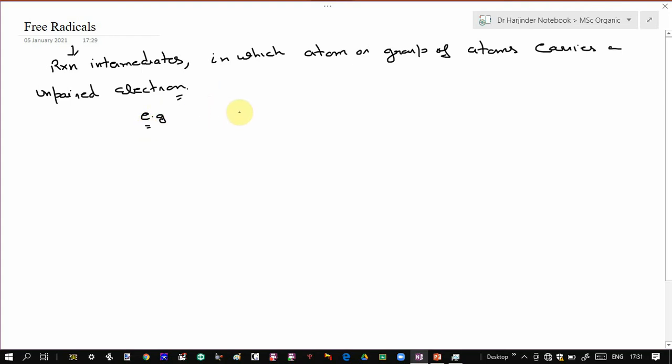if an unpaired electron is present over carbon, suppose you have this kind of situation, so you have one unpaired electron over carbon, it will be called a carbon radical. Similarly, this unpaired electron may be on another atom also. For example, on chlorine, it will be a chlorine radical. On nitrogen, it will be a nitrogen radical, and so on.